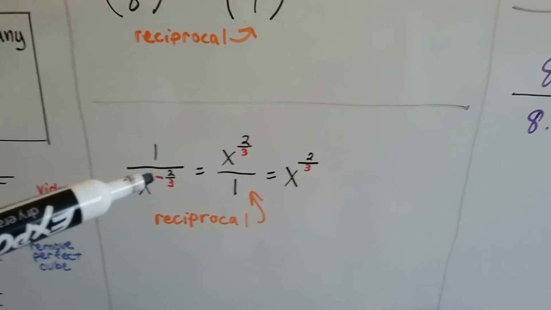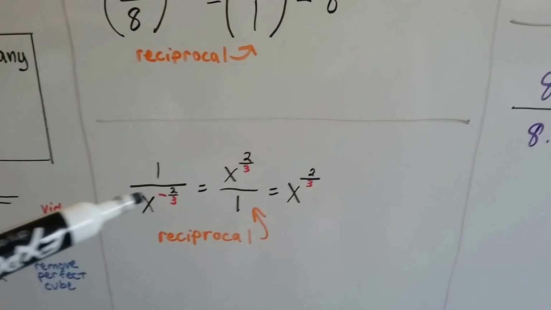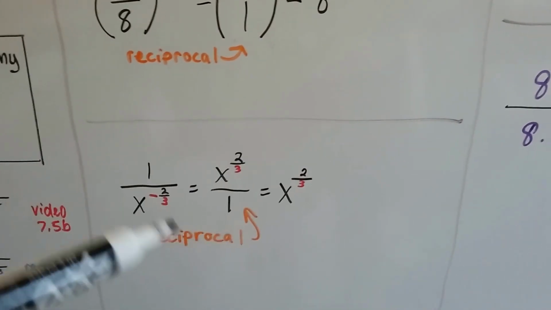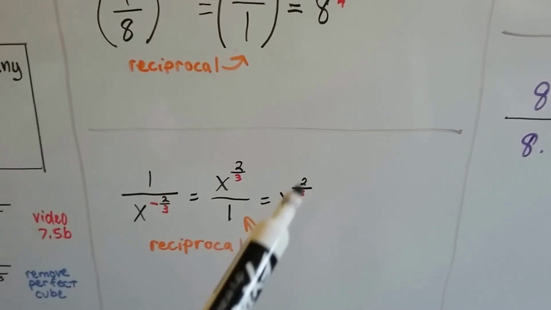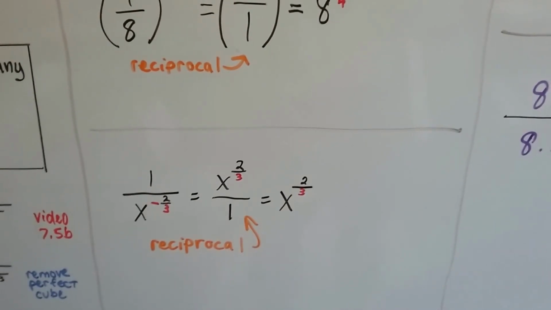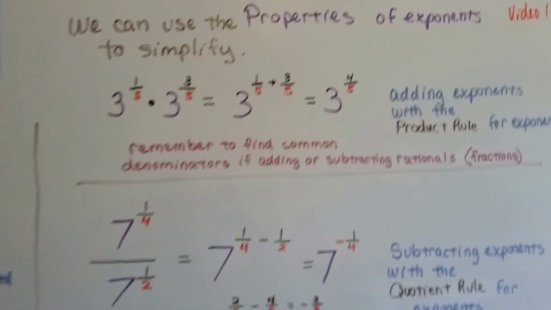If we've got a negative exponent down here as the denominator, when we flip it around to the reciprocal, it becomes a positive. See? So then we have x to the 2/3 power. So we can use the properties of exponents to simplify.